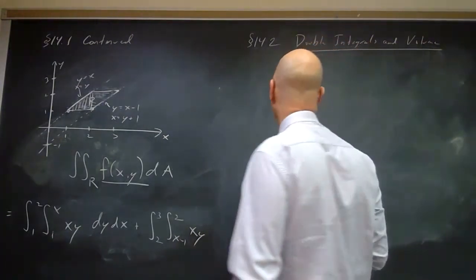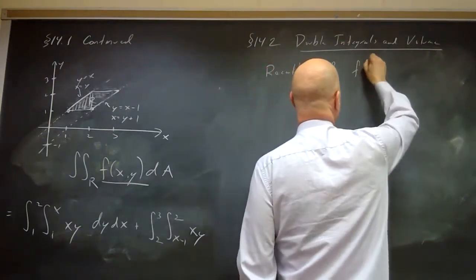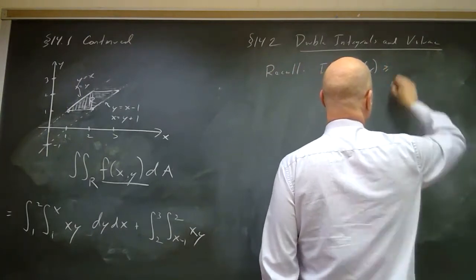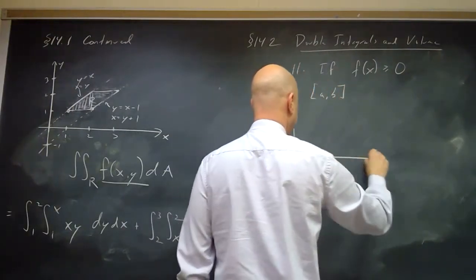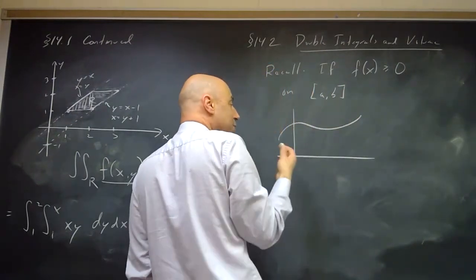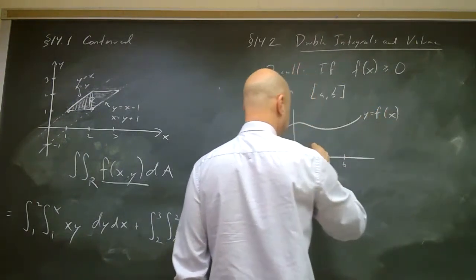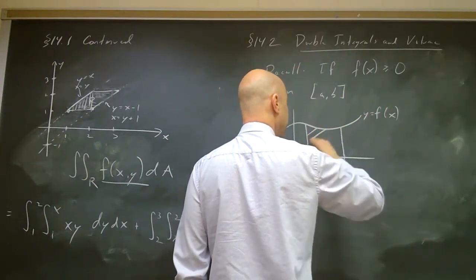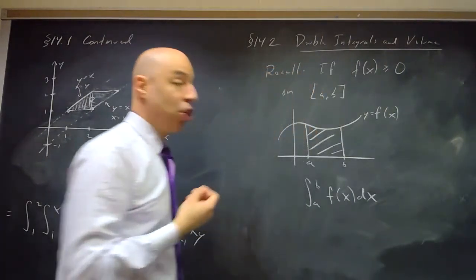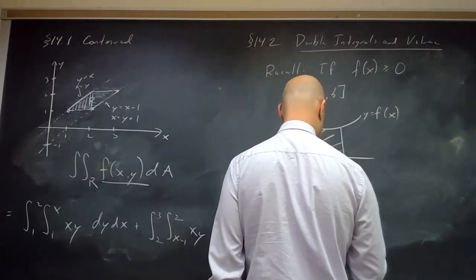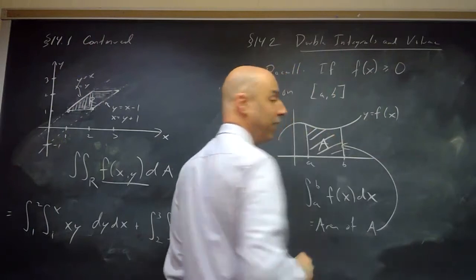Double integrals in volume. So again, recall from Calculus 1, if a function is at least as big as 0 on an interval AB, so in other words, the curve is completely above the x-axis on the interval AB, then the integral from a to b of f of x dx can be interpreted as the area of A. So here's the region A.